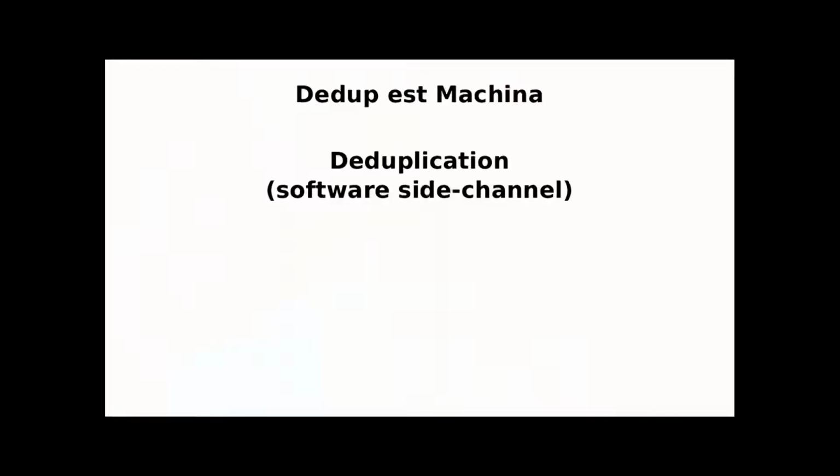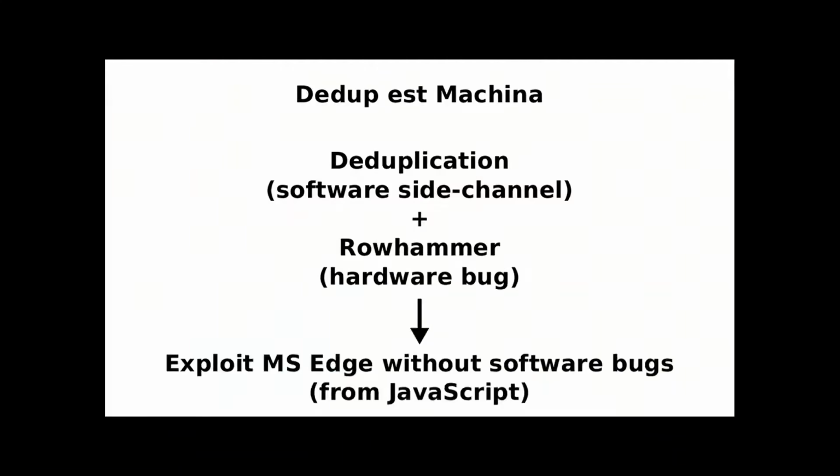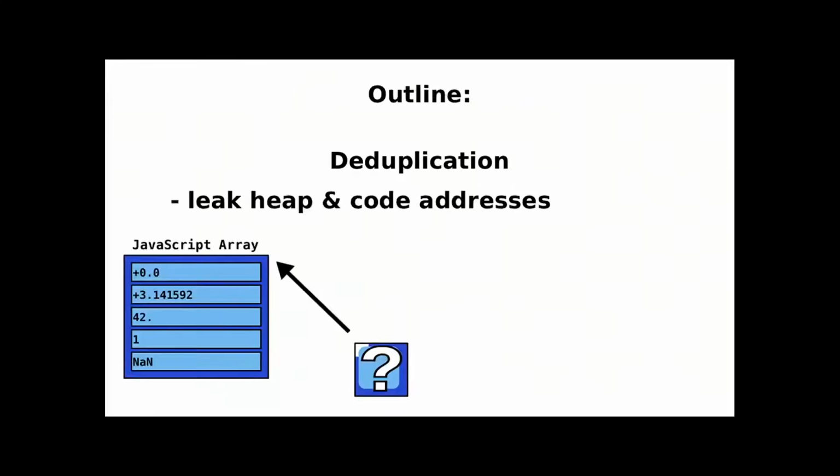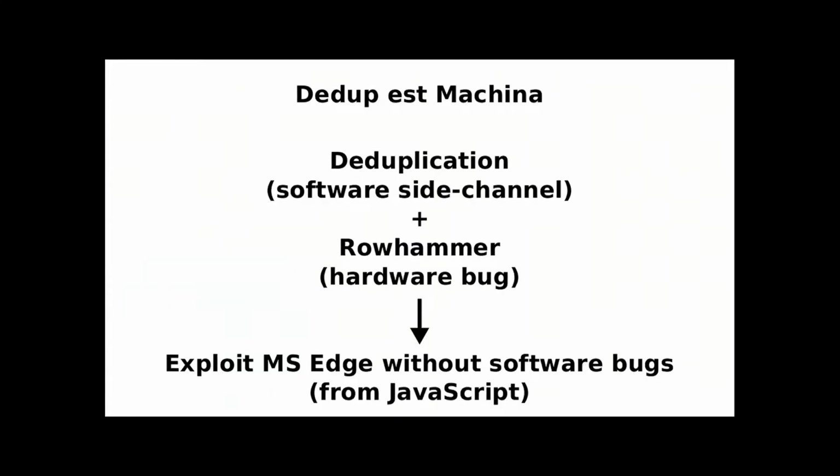So for the next attack, we call it Dedup Est Machina. We try to take it a step further. In this attack, we're going to combine deduplication as a side channel attack with Rowhammer in order to exploit Microsoft Edge, Microsoft's new browser, from JavaScript without making use of any software bugs. Or, well, if you don't consider deduplication a software bug.